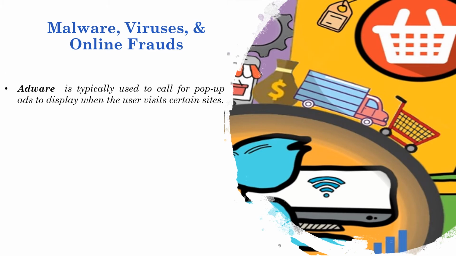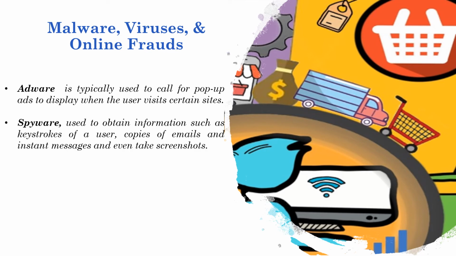Adware is typically used to cause pop-up ads to display when the user visits certain sites. On the other hand, if we say spyware, this can be used to obtain information such as the keystrokes of a user, copies of emails and instant messages, and even take screenshots.